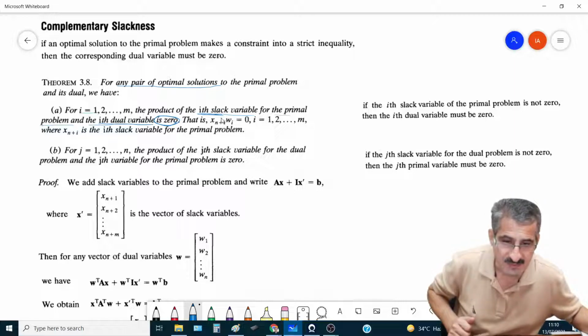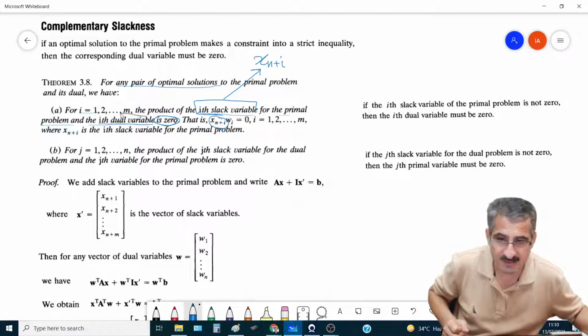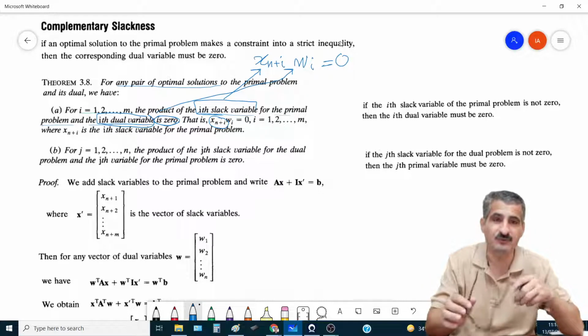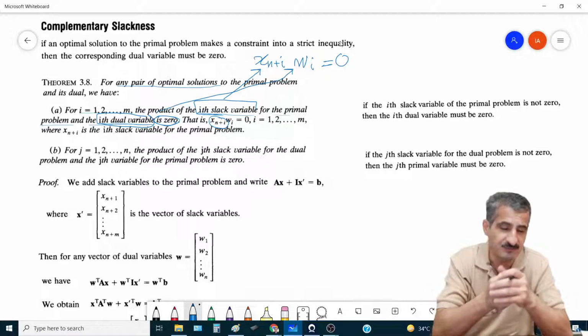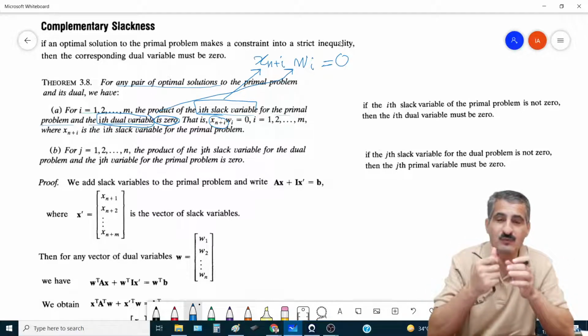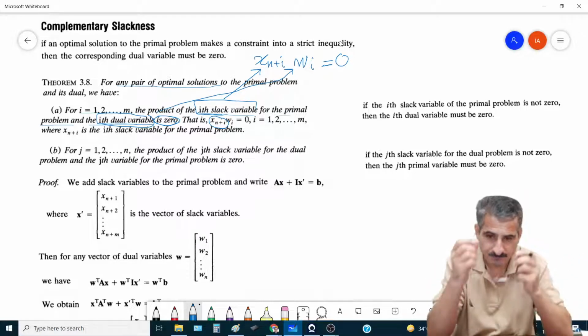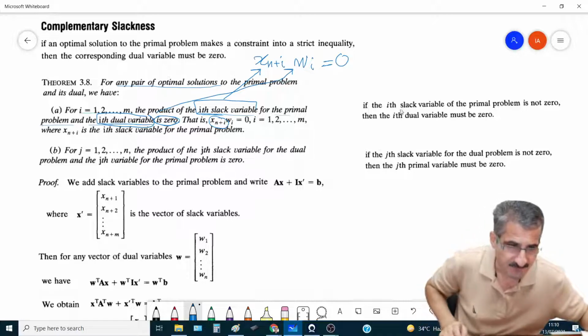Which means this is the ith slack variable, right? x_{n+i}. This is the ith slack variable, right? And the ith dual variable is what? w_i. The product is 0. How come the product of two variables is 0? They are both non-negative numbers. That means one of them must be 0, or both. Okay? This is what it says.